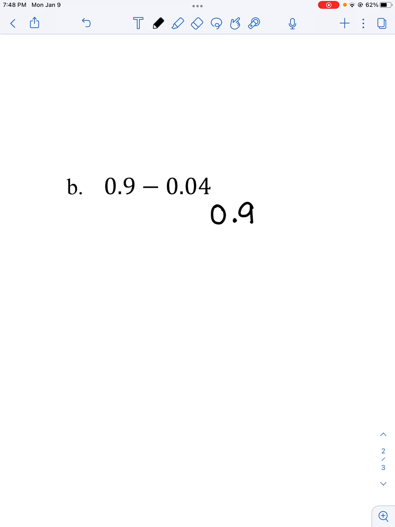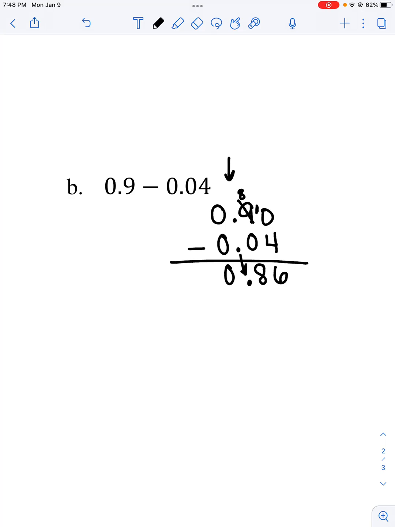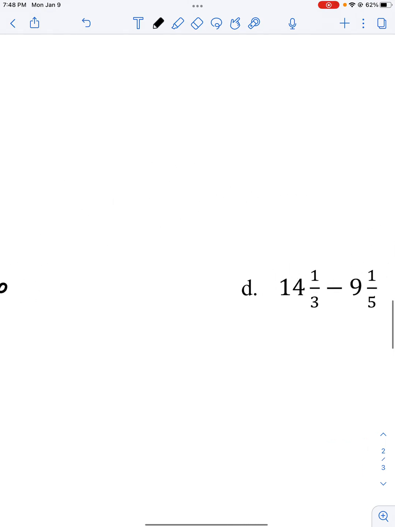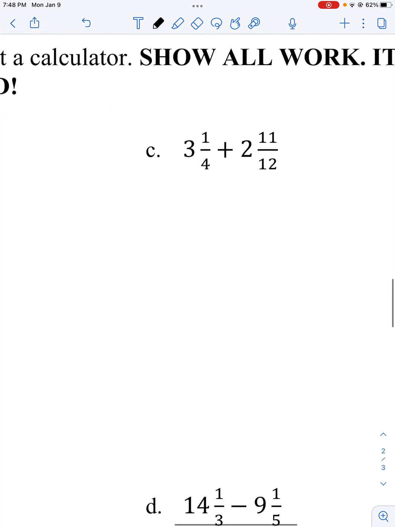Okay, part B. 0 and 9/10 minus 0 and 4/100. Remember, I need to line up my decimal points. 0 minus 4 I can't do. I have to borrow from my 9/10. 10 minus 4 is 6. 8 minus 0 is 8. Bring down my decimal point. The answer is 0 and 86/100.